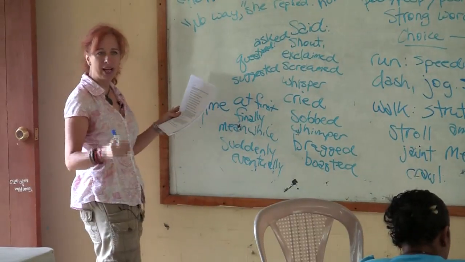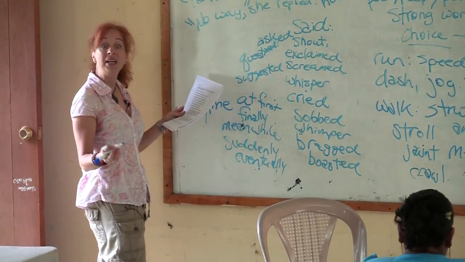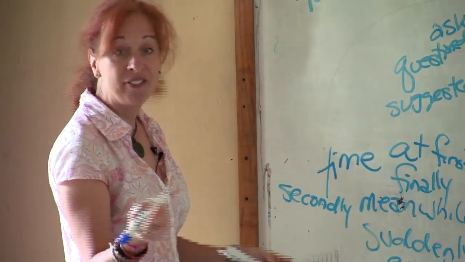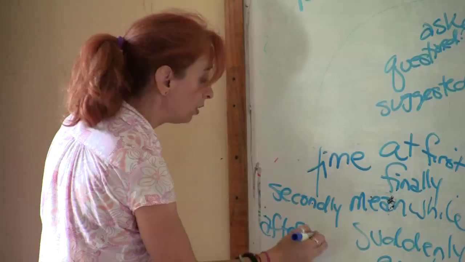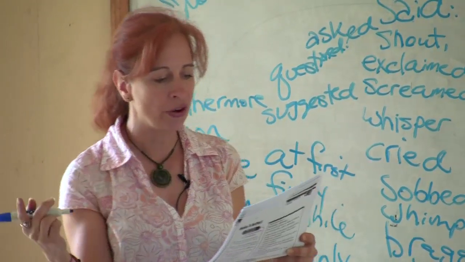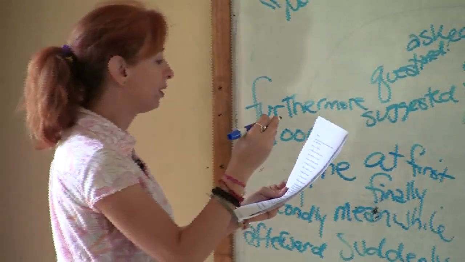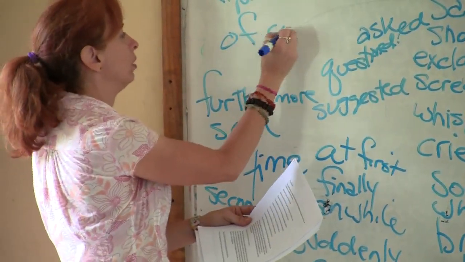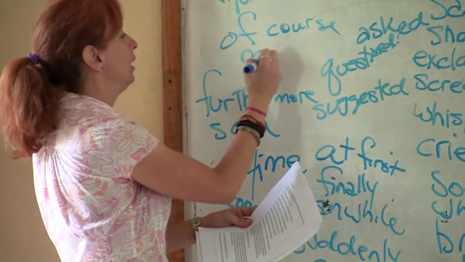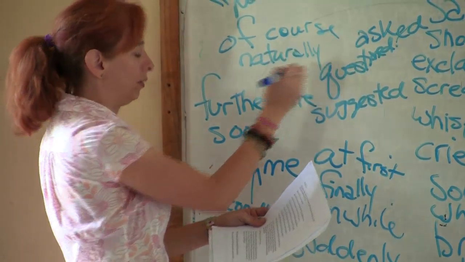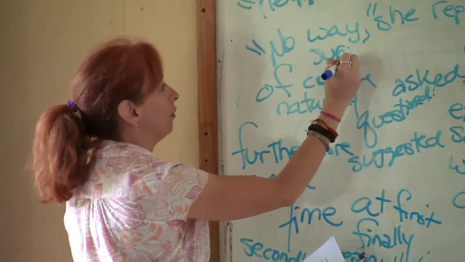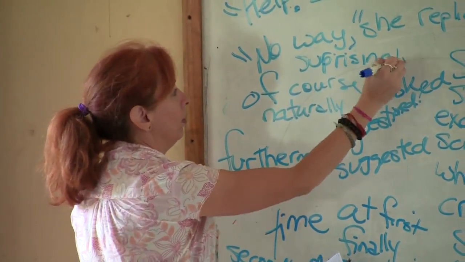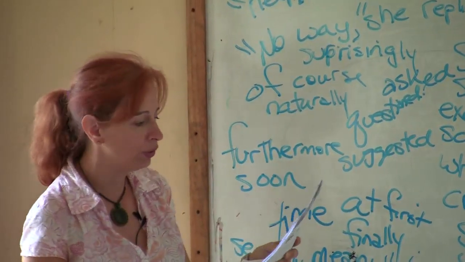How about if it's happening right now? "Immediately." "Afterward." And as the young man was using, when he said "on the other hand," you can use things like "of course," "naturally," "surprisingly." There's so many transitions that can be used, and they really make the writing stronger.